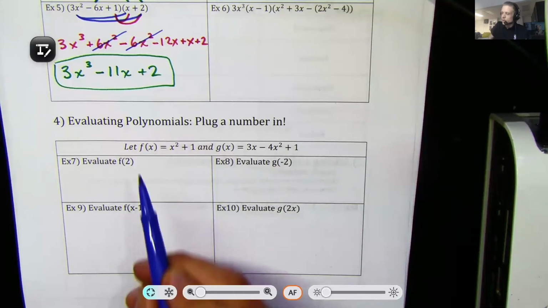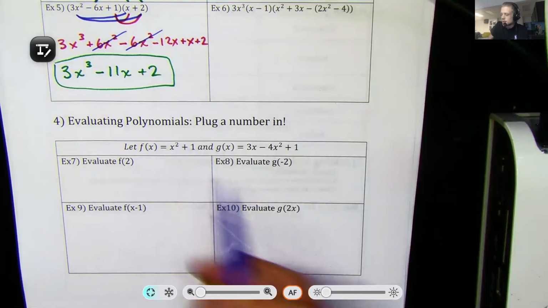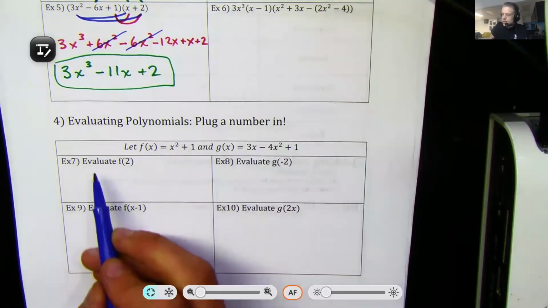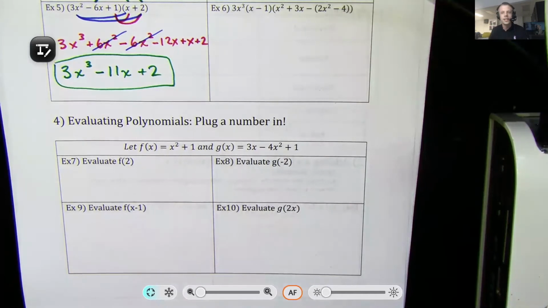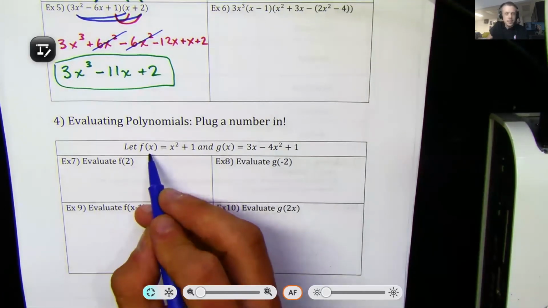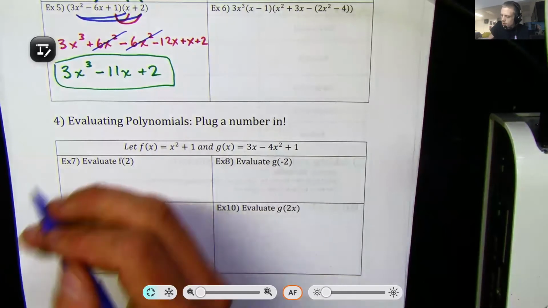So I give you 2 functions, right? I give you f of x and I give you g of x, so 2 different functions. In this first example, I ask that you evaluate f of 2. So here I'm going to take this 2, and instead of it being f of x, I'm going to plug in 2 wherever there's an x. This is what that looks like.